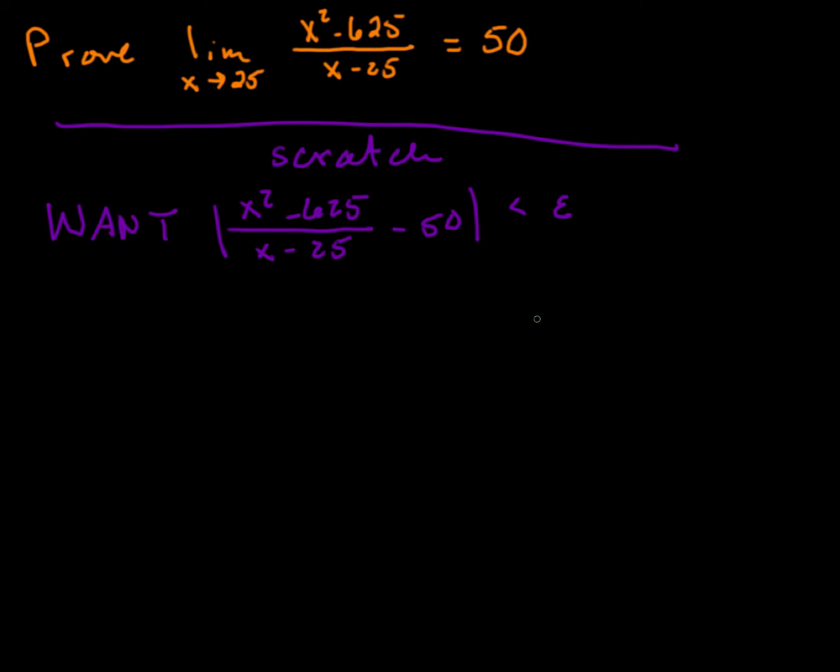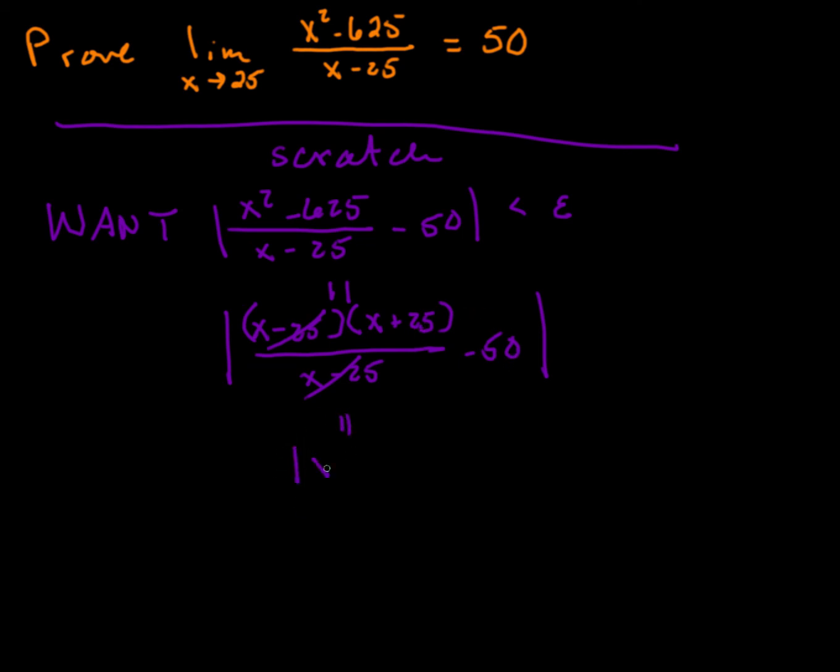If you watched that video, you know exactly what we're going to do here: this is equal to (x − 25)(x + 25) all divided by (x − 25), minus 50. Cancel, cancel, which is equal to x + 25 − 25, which is just equal to x − 25. So lo and behold, they're actually exactly the same statements. So as long as |x − 25| is less than ε, we're good to go.